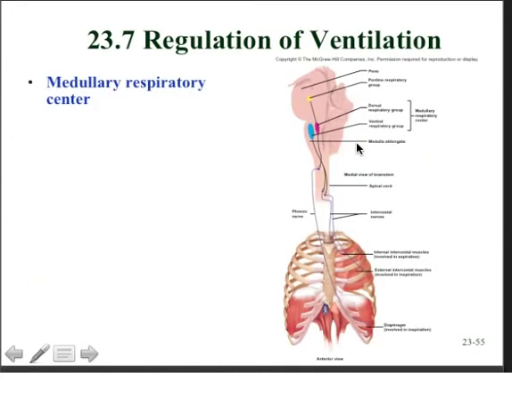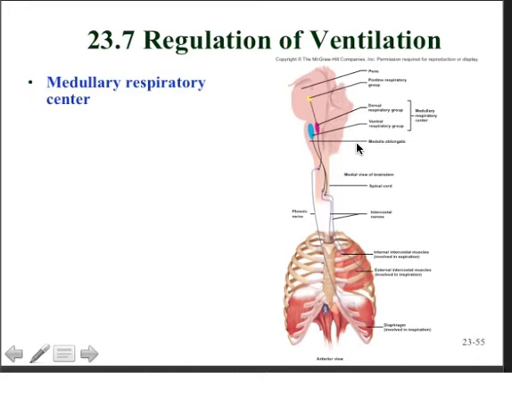How do we regulate ventilation? Well, you can probably guess as to what sort of factors will increase or decrease ventilation rate, right? Higher temperatures are going to raise ventilation rate. Higher CO2 concentrations in the blood are going to raise ventilation rate. Acid blood will raise ventilation rate, okay?